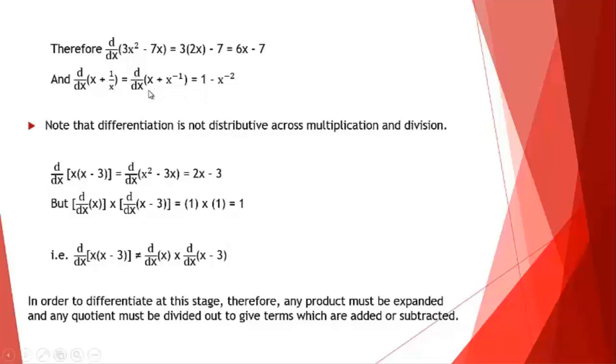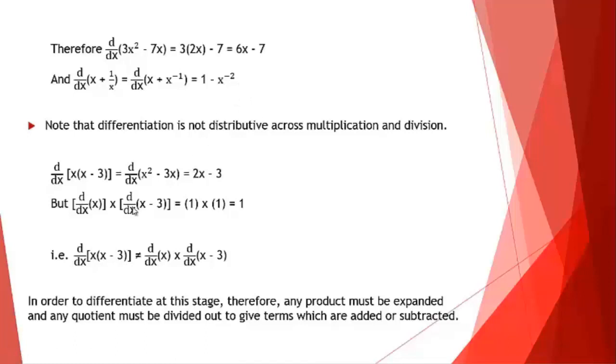As we are deriving separately, we get differentiation of x with respect to x plus differentiation of x to the power negative 1 with respect to x. So when we differentiate x with respect to x, we get 1, since the power of x is 1 in just x. When x to the power negative 1 is differentiated with respect to x, we multiply by the power and then we take away 1 from the power. So that would give us negative x to the power negative 2. So that's how we get 1 take away x to the power negative 2 as the answer.